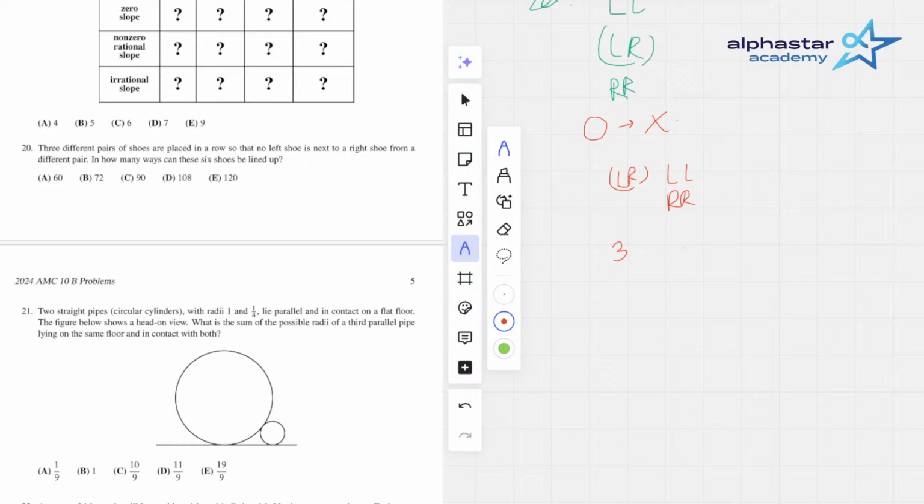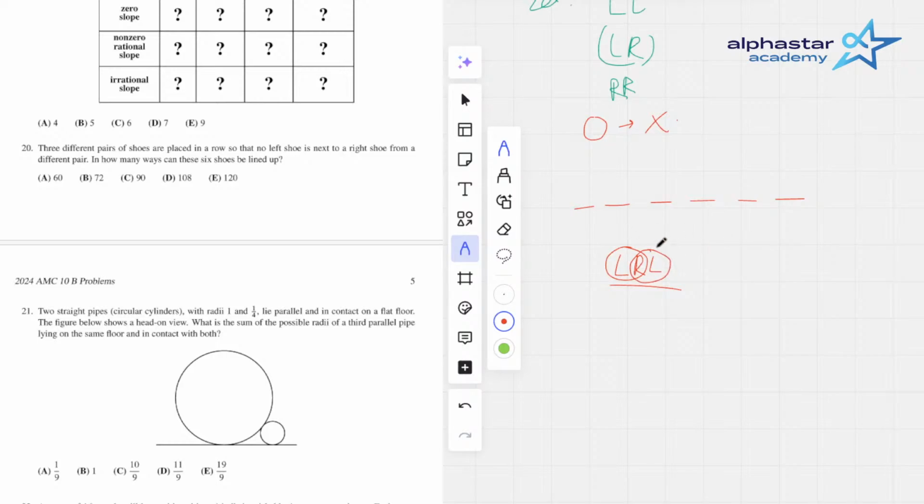Wait, I'm confused. Oh, okay. It's a row, not pairing. Okay, right. So what are the possibilities? For example, can we ever have the pattern RLR? No, because this pair or this pair is not matching, which would be very bad.